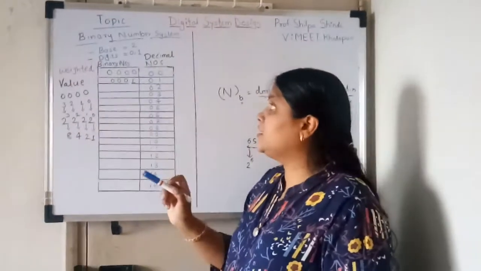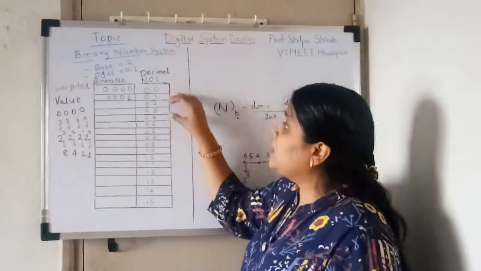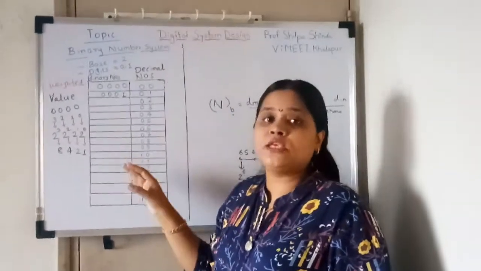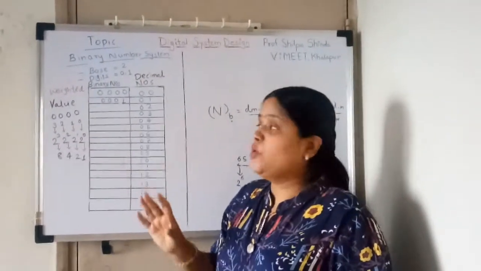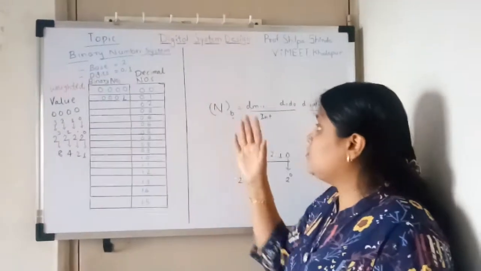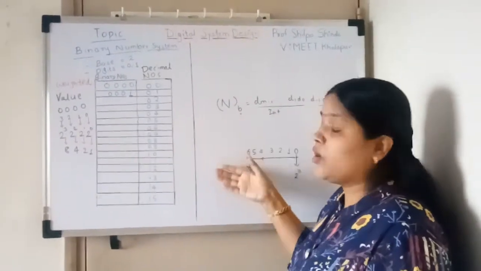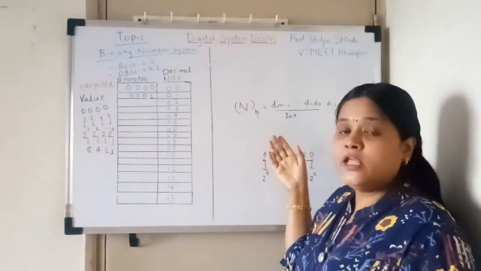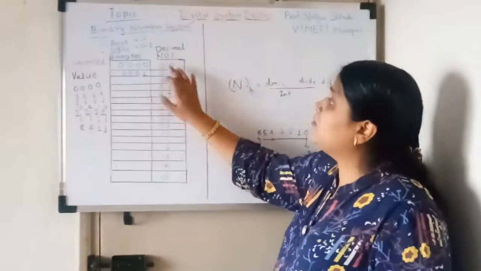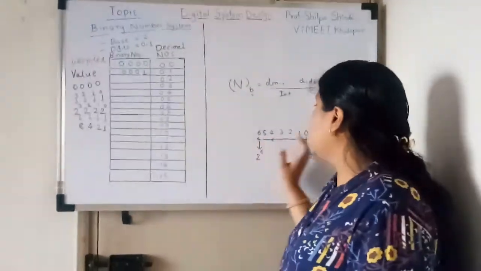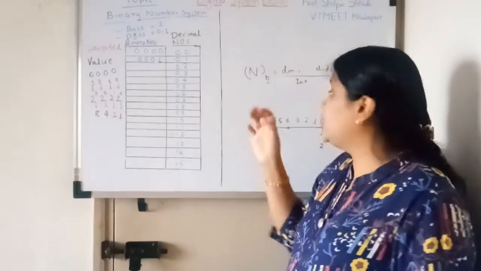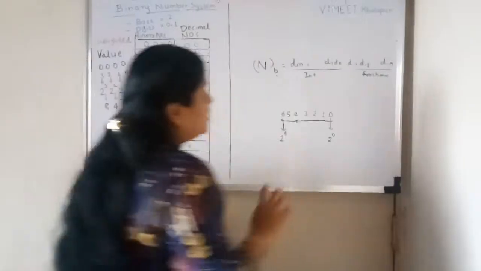Now we need to understand the point that the value of the number should not change. It should remain the same, whichever number system you are using: binary, decimal, octal, or hexadecimal. Only then the value of the number is the same. So here we have one particular formula, and we will see the formula first.